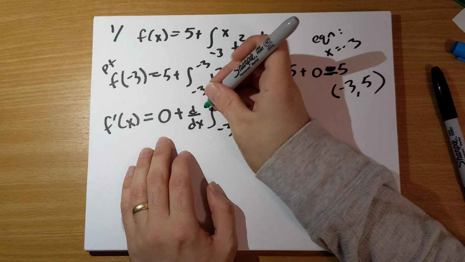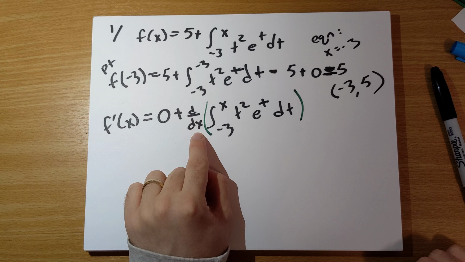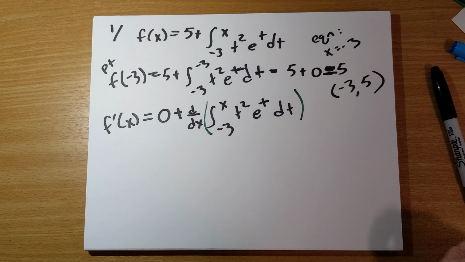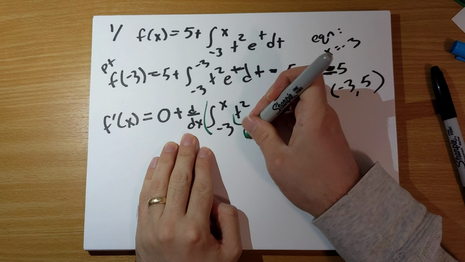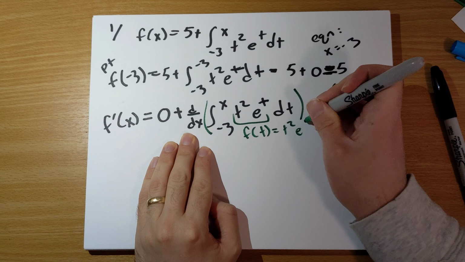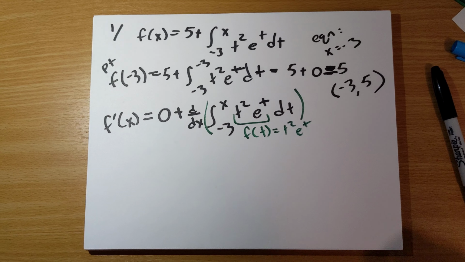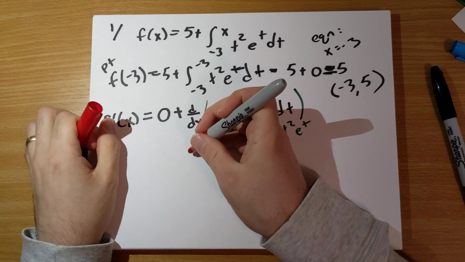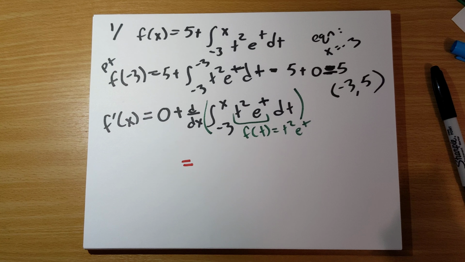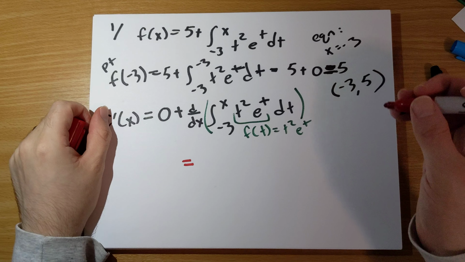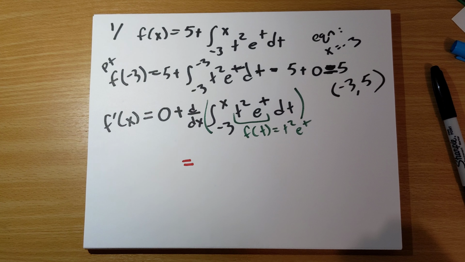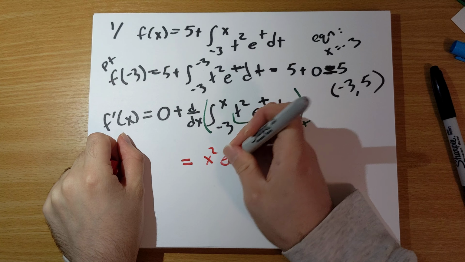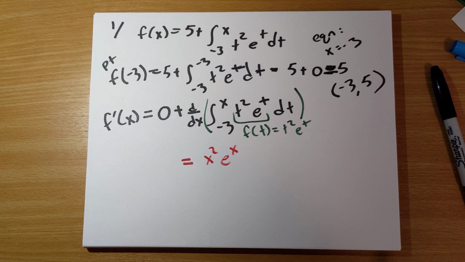And so when you have a derivative with respect to x of an integral running from a constant to x of some function of t, dt, let me call this f of t is t squared e to the t, this derivative just ends up being plug in x in for t. And so our answer here is going to be plug in x in for t. The lower bound of the integral does not matter. So x squared e to the x is equal to f prime of x.